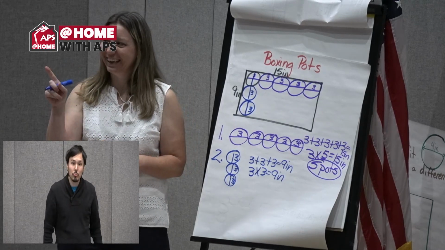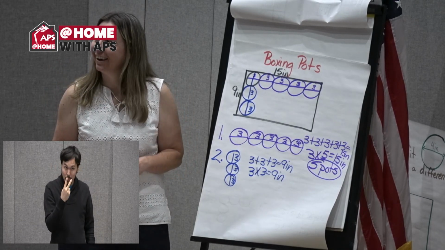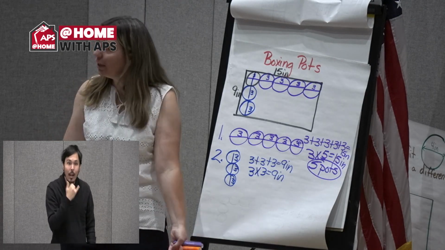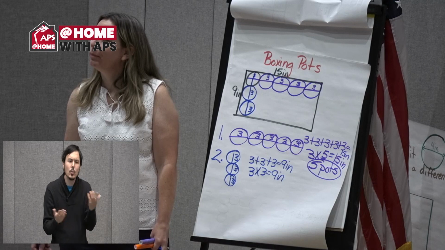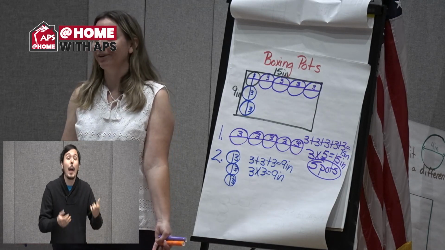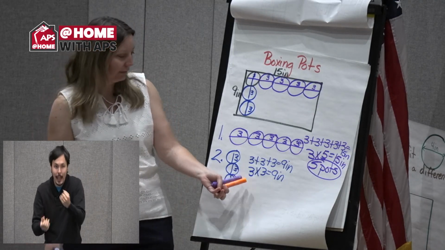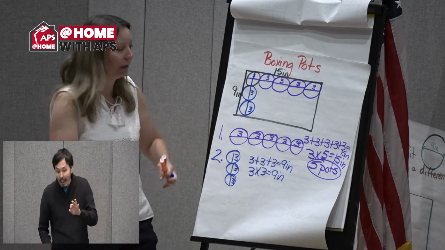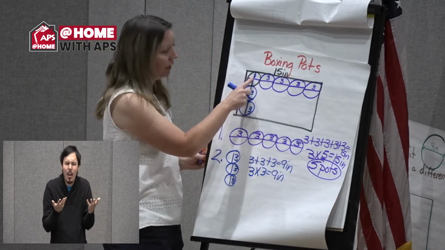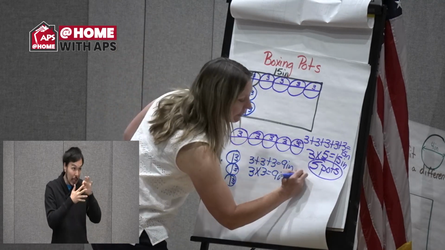Did you get it? Did you see my error? I didn't answer the question. What was the question asking me to do? How many pots, right? So telling you that it's 3, 3, 3 equals 9, you've got to have the pots. So it's the 1, 2, 3 pots.